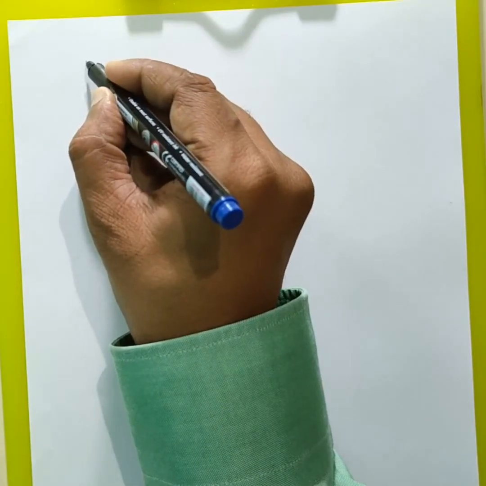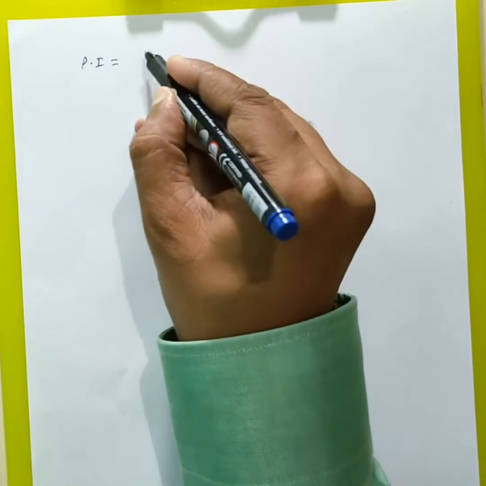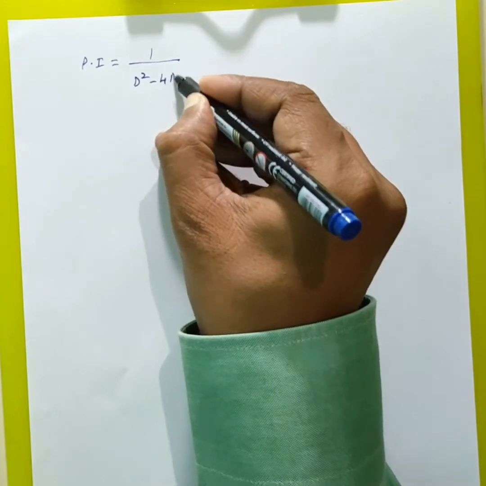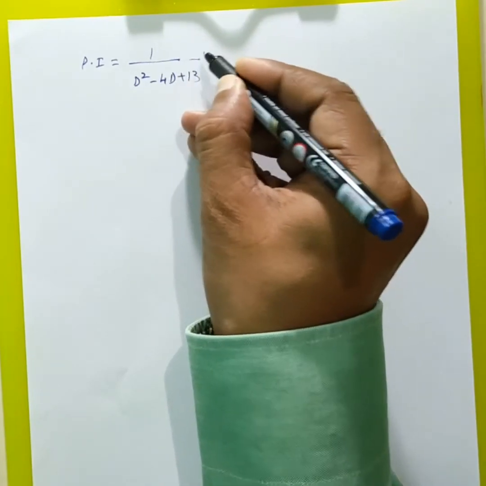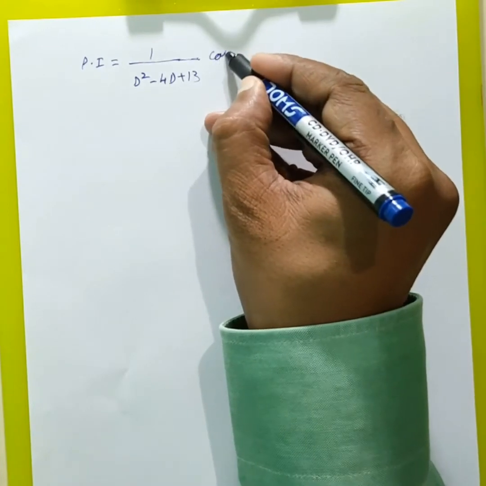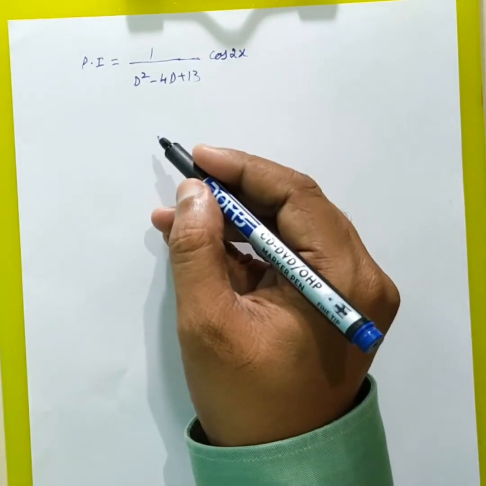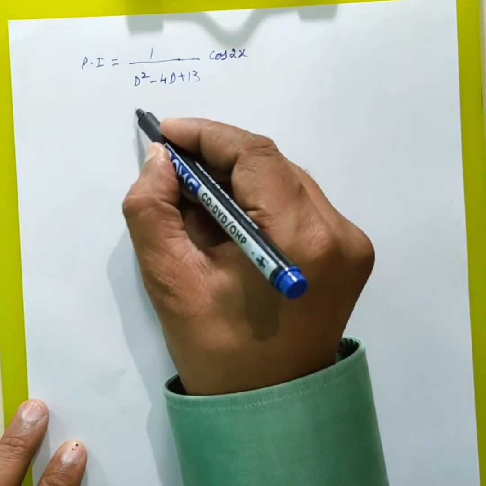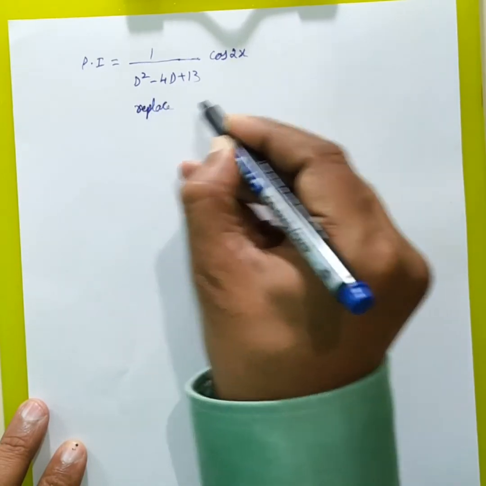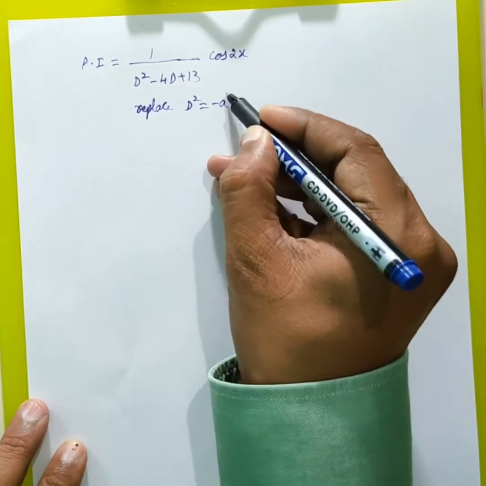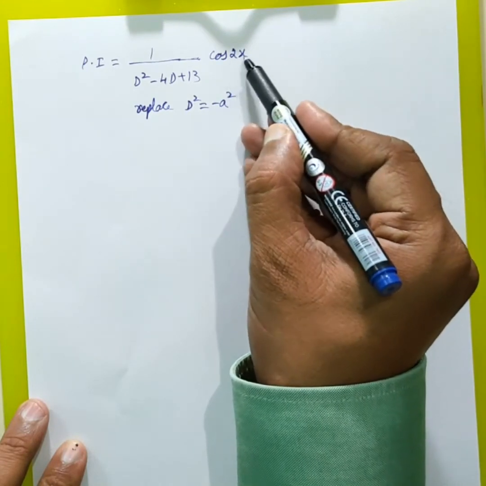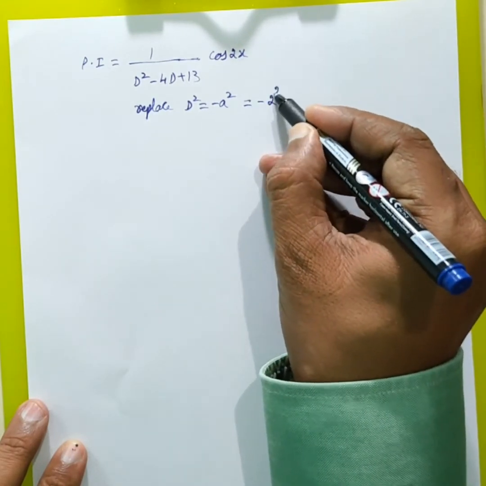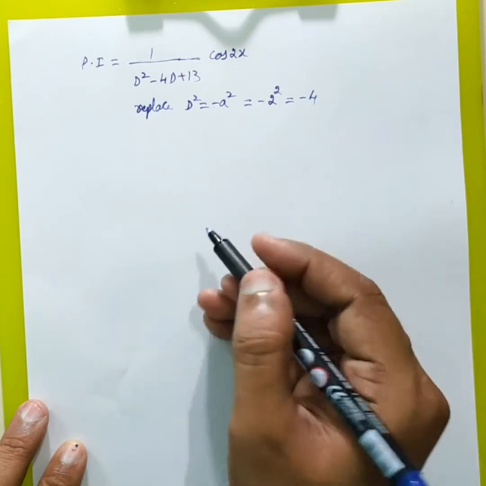The particular integral will be 1 by the operator D square minus 4D plus 13 times the right hand side value, which is cos 2x. Whether it is sine or cos, you have to replace the value of D square by minus a square. Here a is nothing but the coefficient of x, which is 2. So you get minus 2 square, which is minus 4.